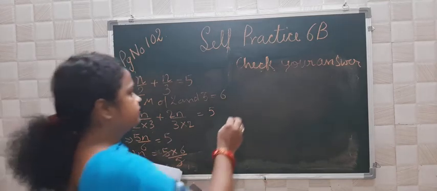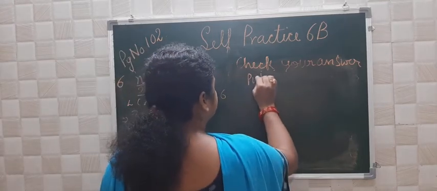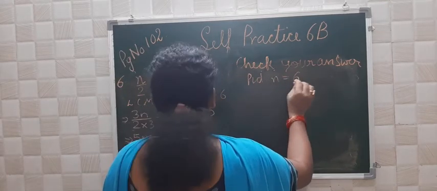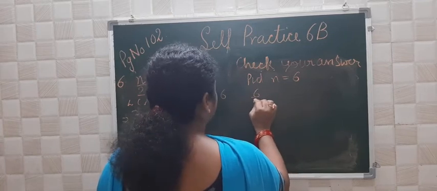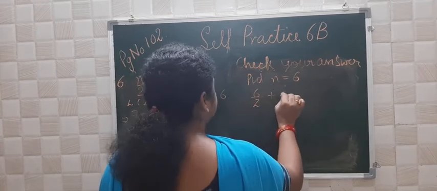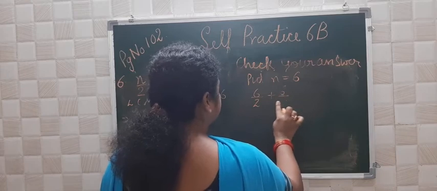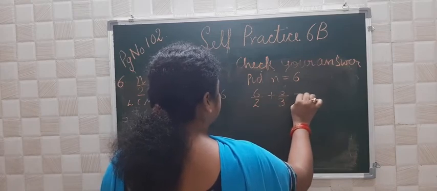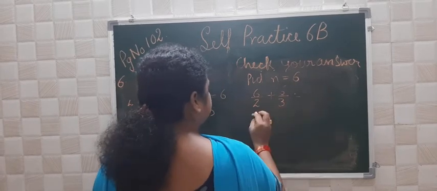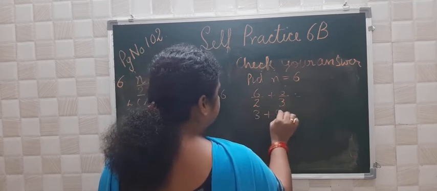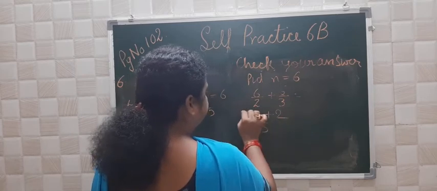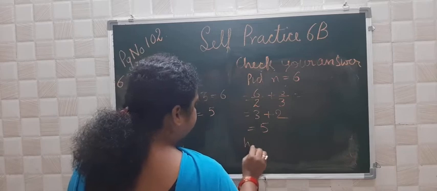Now put n is equal to 6. So 6 by 2 plus 6 by 3 is equal to 3 plus 2, which is equal to 5. Hence it is correct.